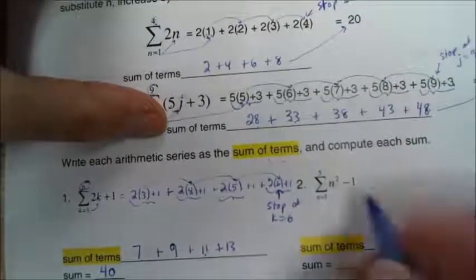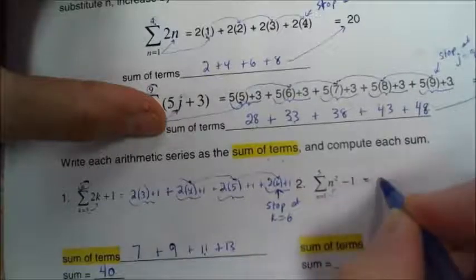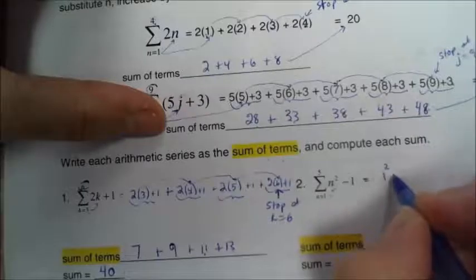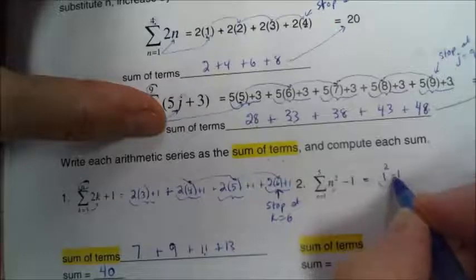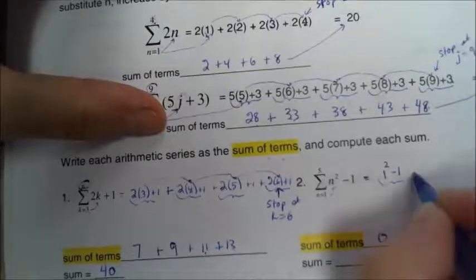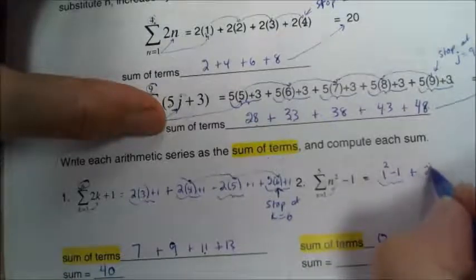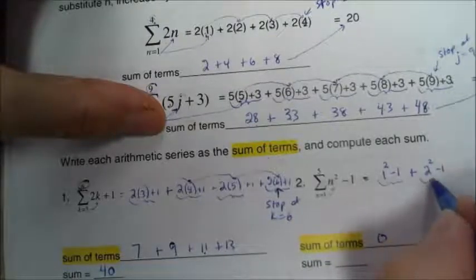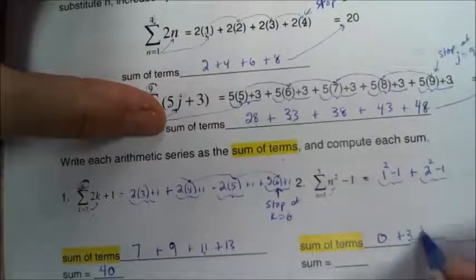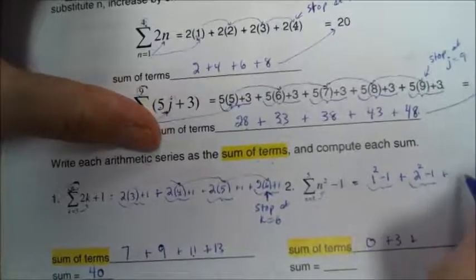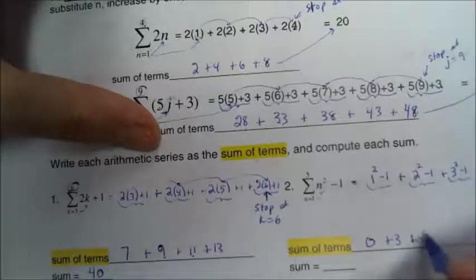The next example, we're going to start at n equals 1. So we're going to substitute n equals 1 in here, so it's 1 squared minus 1. There's your first term. 1 squared is 1, and 1 minus 1 is 0. Then you're going to add to that, you're going to bump n up by 1, and it becomes 2 squared minus 1. Well, 2 squared is 4, 4 minus 1 is 3. So there's your second term. Then you're going to bump n up by 1, and you get 3 squared minus 1. 3 squared is 9, minus 1 is 8.